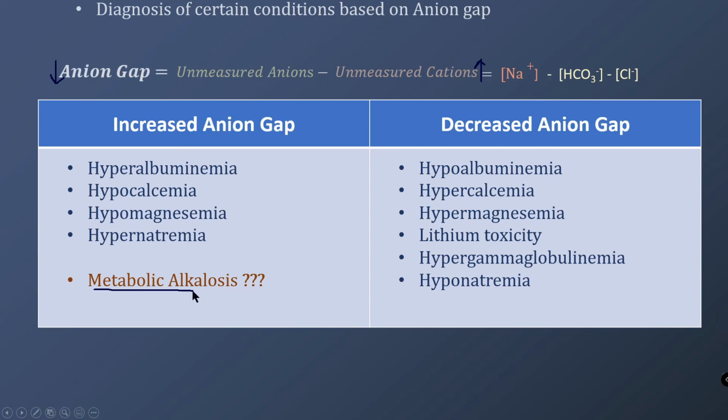Then in metabolic alkalosis, anion gap is increased. Why does this happen? No, I am not going to tell you the answer to this question. You have to find the answer. Of course, I know the answer. Don't think that I don't know the answer. But you have to tell me the answer in the comment section of this video, right?